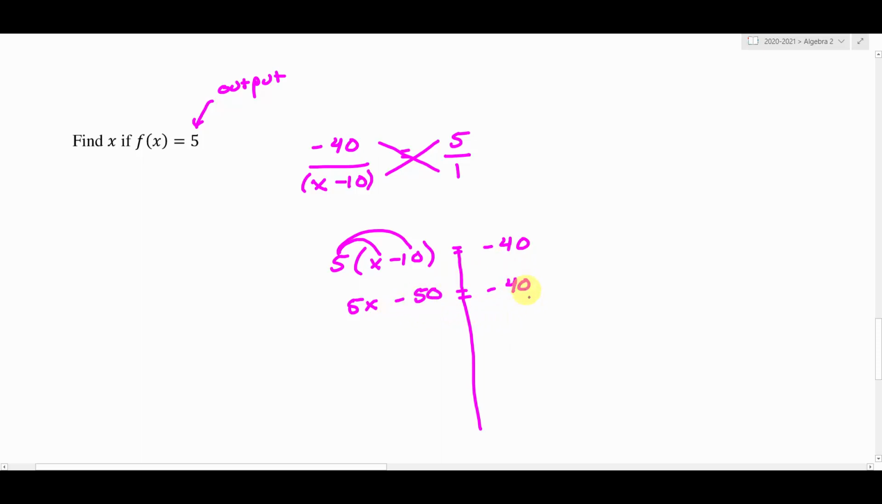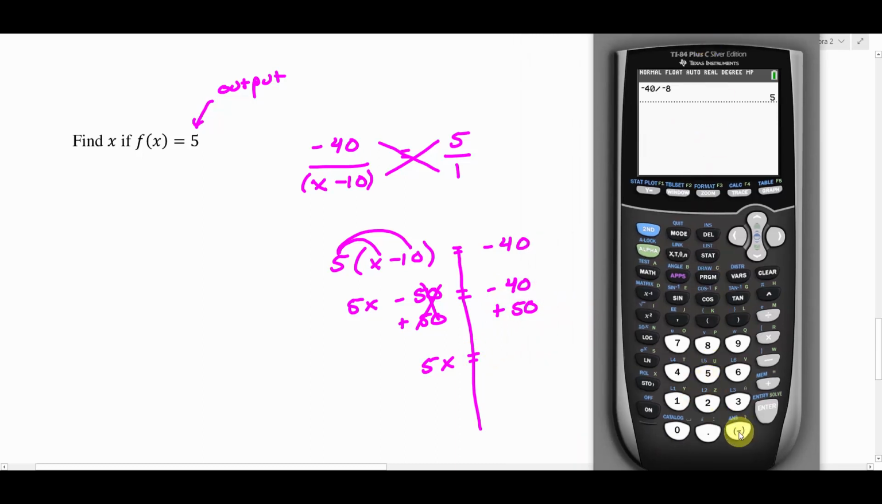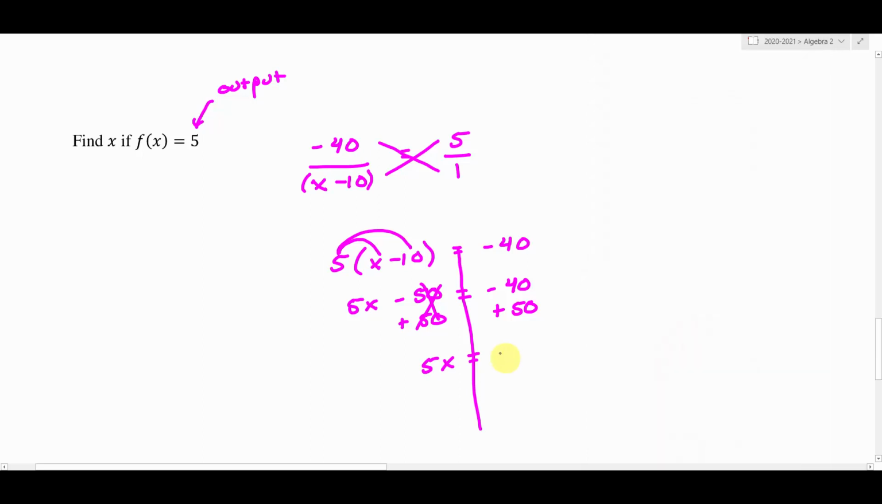Now I'm going to move the negative 50 over, so I've got to add it to both sides. Those cancel, and we'll have nothing but a 5x over here. And then negative 40 plus 50. Again, I'll show you that in the calculator, just in case you're messing up the calculator here. So we got negative 40, not minus 40, negative 40 plus 50. Just like that. And you'll see we get a 10.